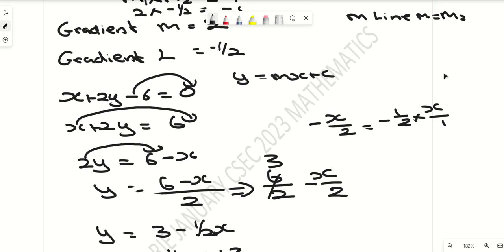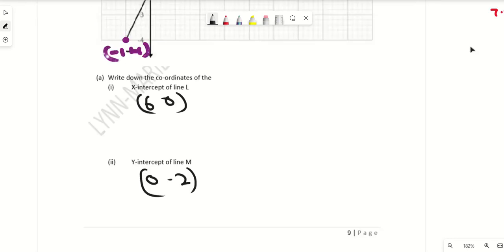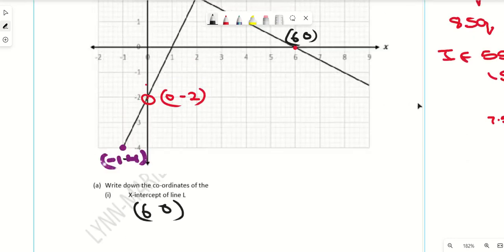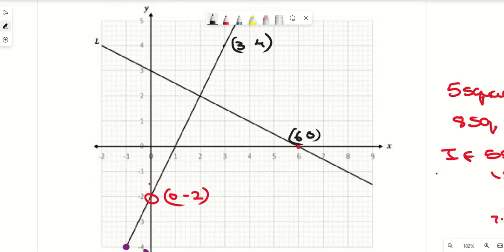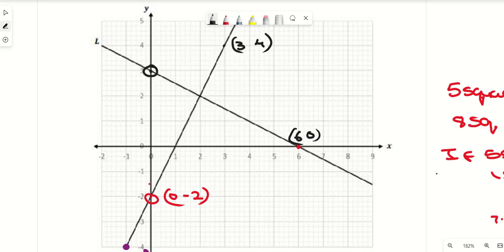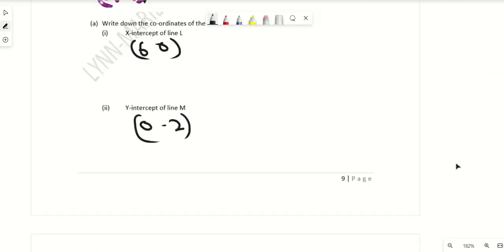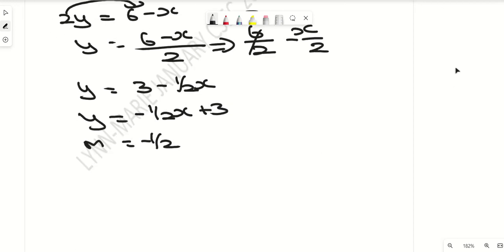The next method is we have to get the coordinates for L. So my coordinates for L, I'll use 6 and 0, and then I can use 0 and 3. So 6 and 0, and 0 and 3. Those are my two coordinates for L.